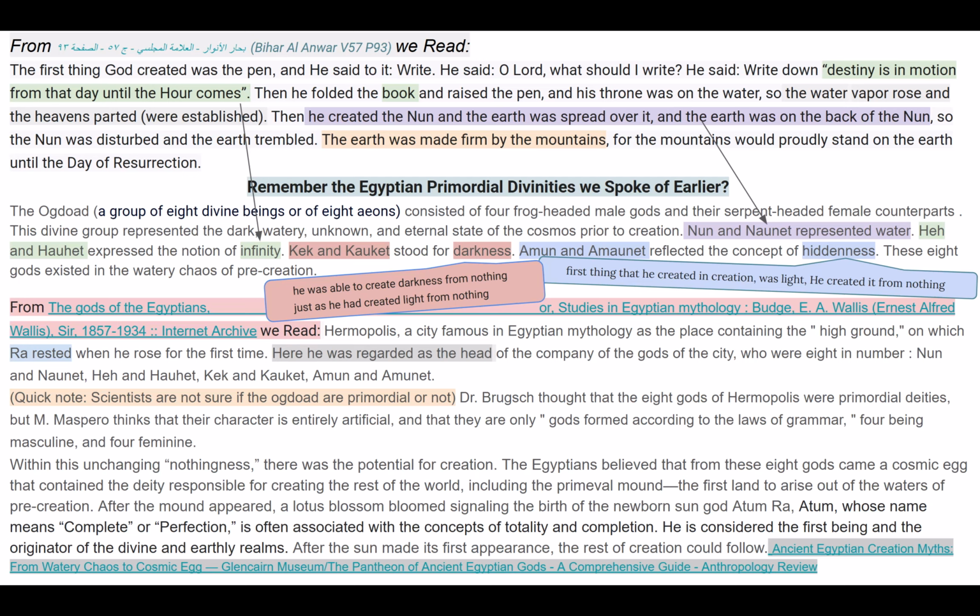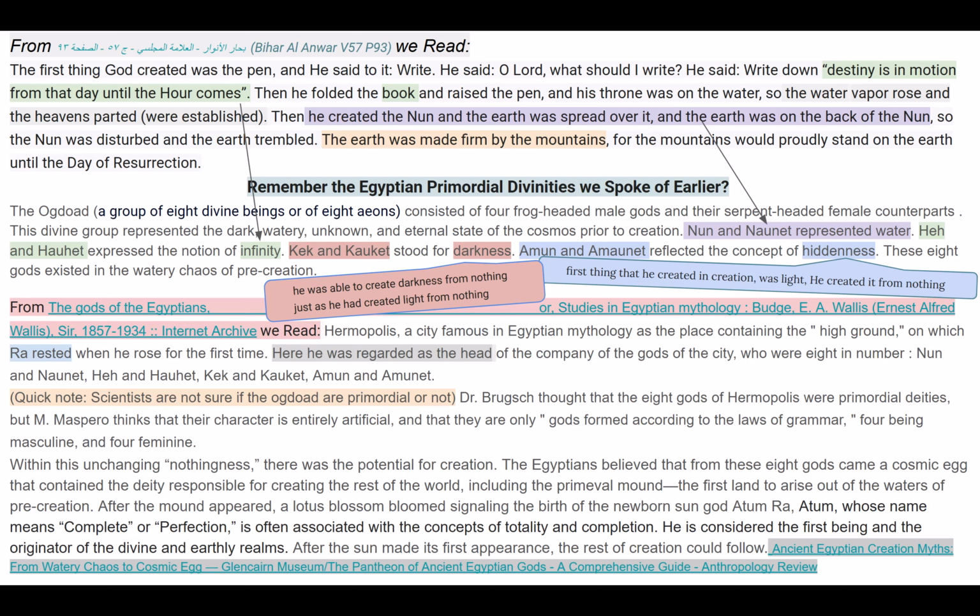But let's continue reading. Within this unchanging nothingness, there was potential for creation. The Egyptians believed that from these 8 gods came a cosmic egg that contained the deity responsible for creating the rest of the world, including the primeval mound. The first land to arise out of the waters of pre-creation. After the mound appeared, a lotus blossom bloomed, signaling the birth of the new sun god Atum-Ra. Atum, whose name means complete or perfection, is often associated with the concepts of totality and completion. He is considered the first being and the originator of the divine and earthly realms. After the sun made its first appearance, the rest of creation could follow.